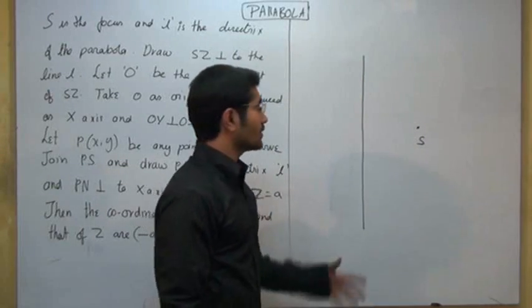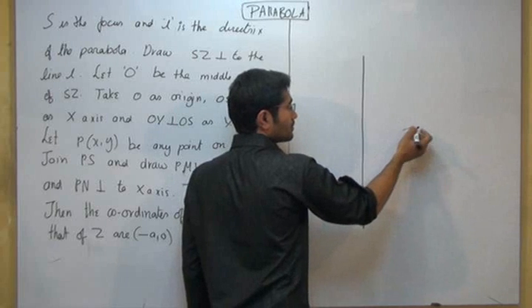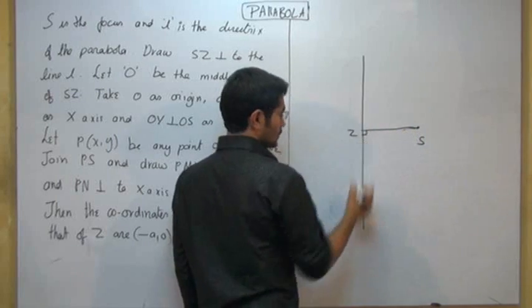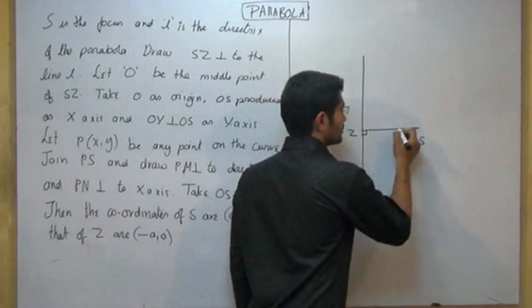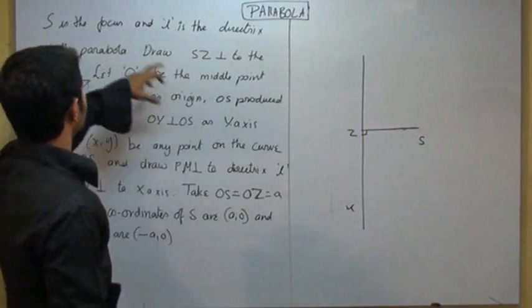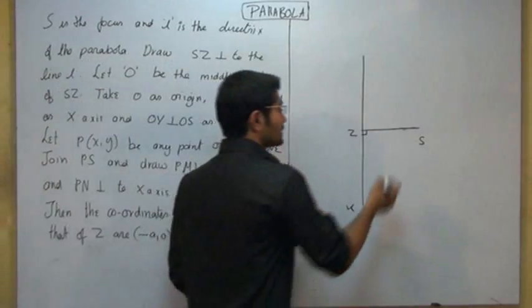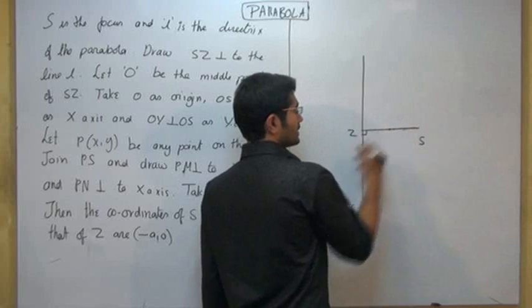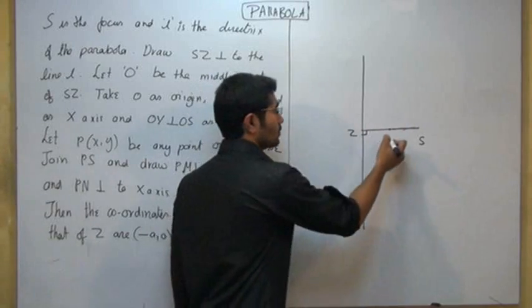How simple, right? The next thing, I need to join these two. So draw a line, let us say SZ, perpendicular to L. Alright? So I have just drawn a line SZ perpendicular to L. S is the focus, L is the directrix. Draw SZ perpendicular to L. How simple. Now, let us take a point O as the midpoint of SZ. So I'm bisecting SZ at this point. So mark it as O.